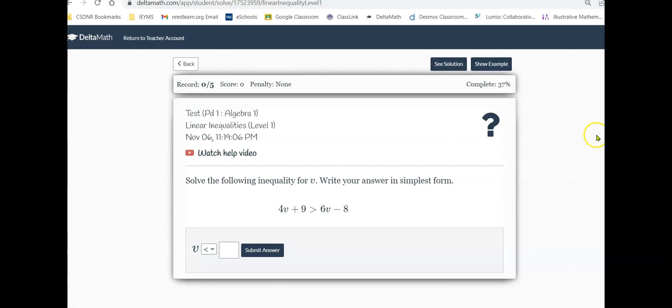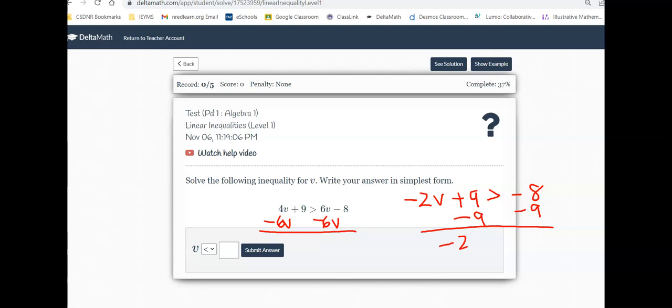Okay, now let's take a look at sometimes when you solve an inequality or you have variables on both sides, you might need to use that new rule that you have to reverse the order, right? So let's take a look at what we have here. I'm actually going to subtract 6v because I like my v's on the left, giving me negative 2v plus 9 is greater than negative 8. Subtract 9.